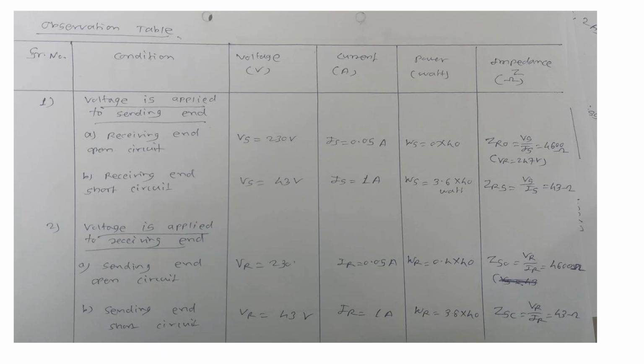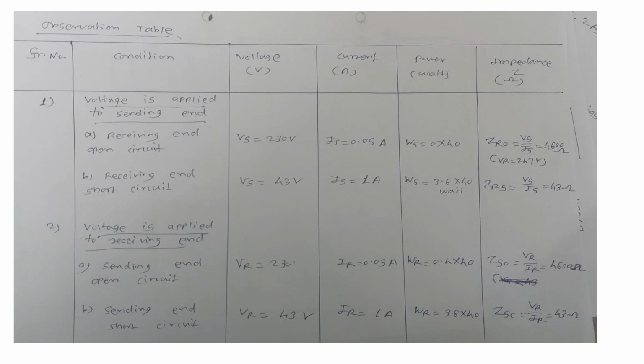Then how will we calculate the impedance? ZRO is nothing but the impedance with the receiving end open, which is calculated with the help of the sending end voltage divided by the sending end current. So 230 divided by 0.05, that is 4600 ohm. And at that time, the receiving end voltage is observed to be 247 volt. The voltage is increased maybe because of the Ferranti effect.